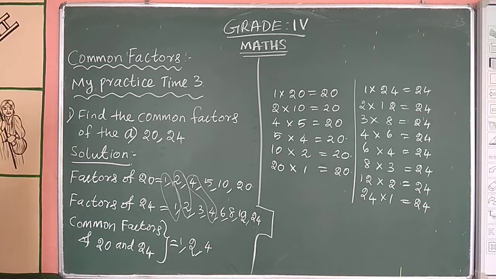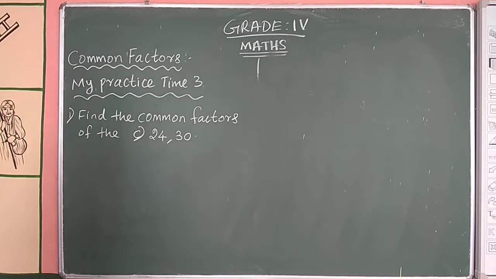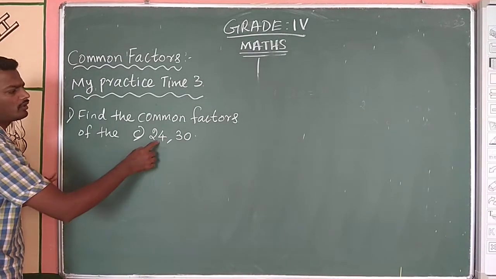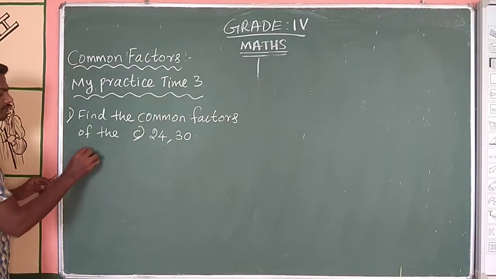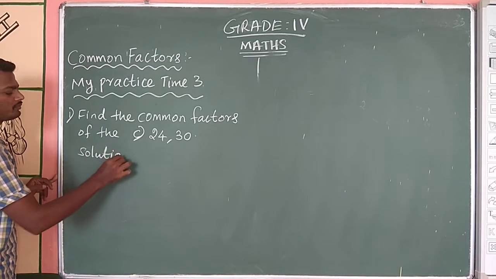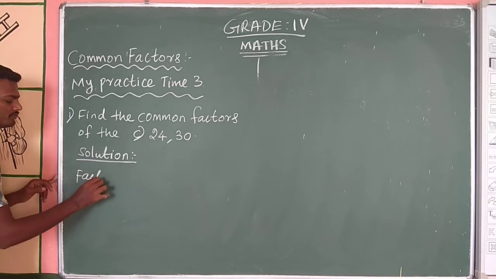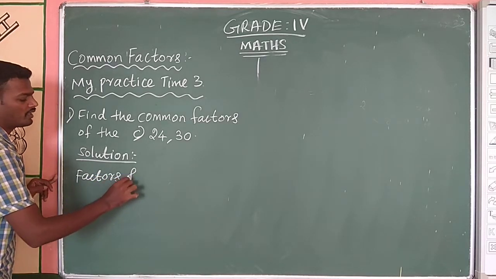Next sum. Question number C, 24 and 30. Find the common factors of 24 and 30. Solution. Factors of 24.